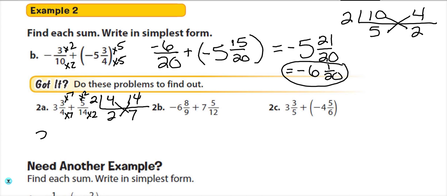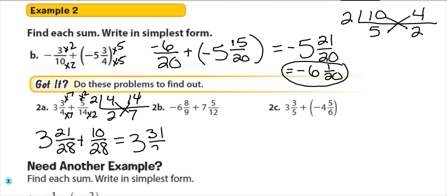Okay, so that's going to be 3 and 21/28 plus 10/28. So 3 plus 0 gives me 3. 21 plus 10 would be 31 twenty-eighths. Okay, I'm going to have 3 left over, so that's actually going to be 4 and 3/28. Let me just go ahead and write over top of this. 4 and 3/28. I'll have to write smaller next time. Didn't realize I was writing that big.